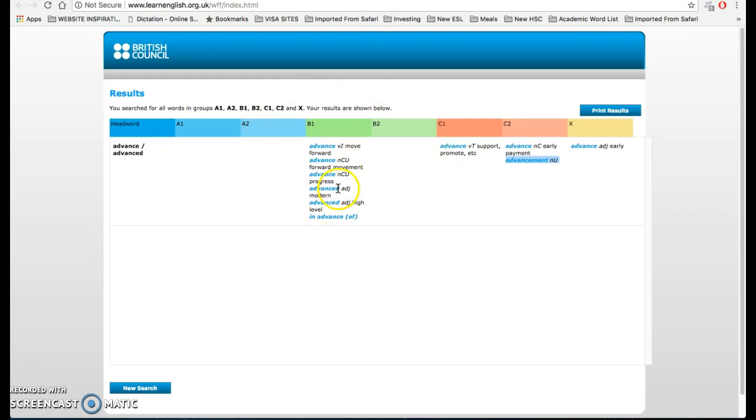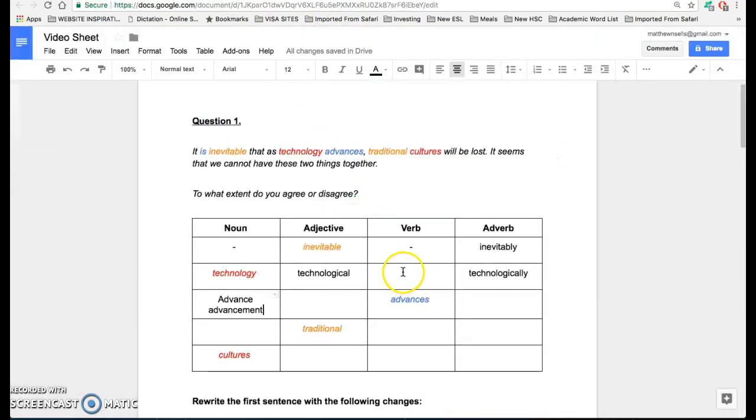So, adjective advanced, we have advancement, and another advanced. So I would say advanced here is the adjective we want. So I'm going to put that in.